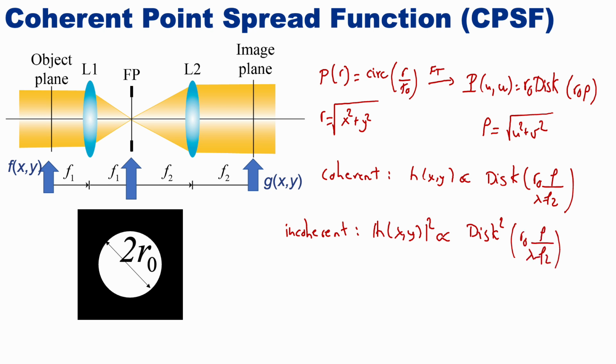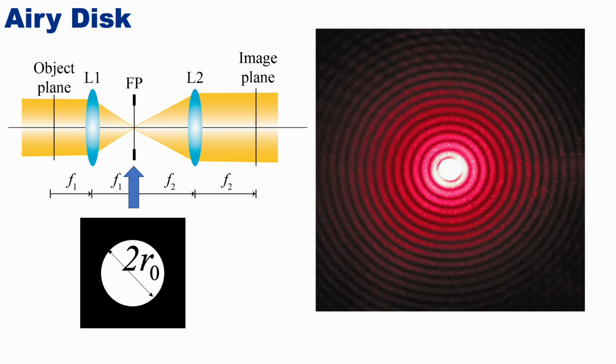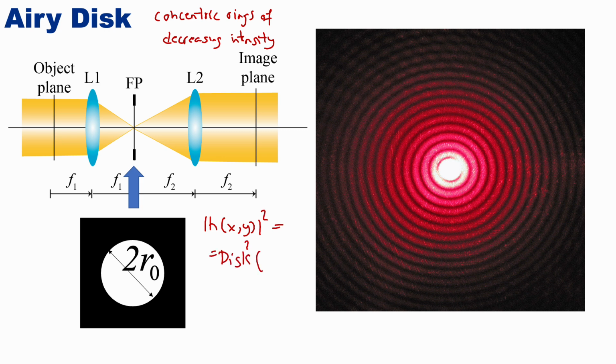So how it looks, the Airy disk looks like concentric rings of decreasing intensity. And this is our point spread function, which is the input response for the incoherent light.